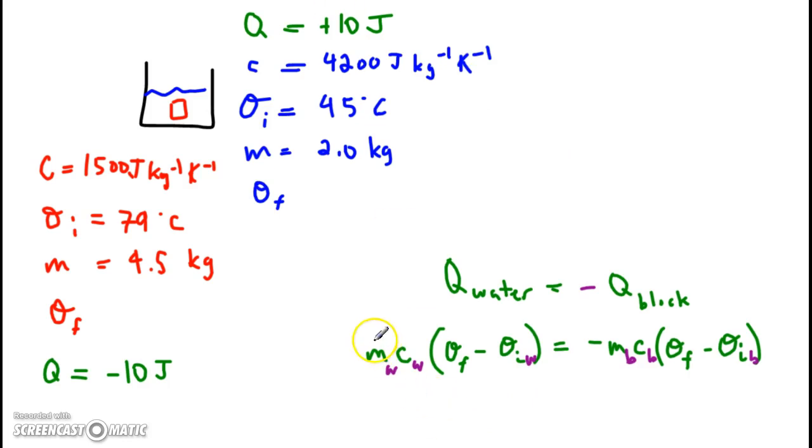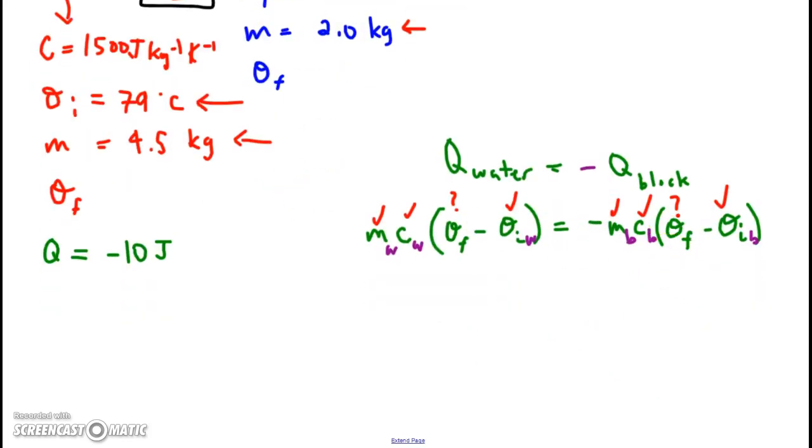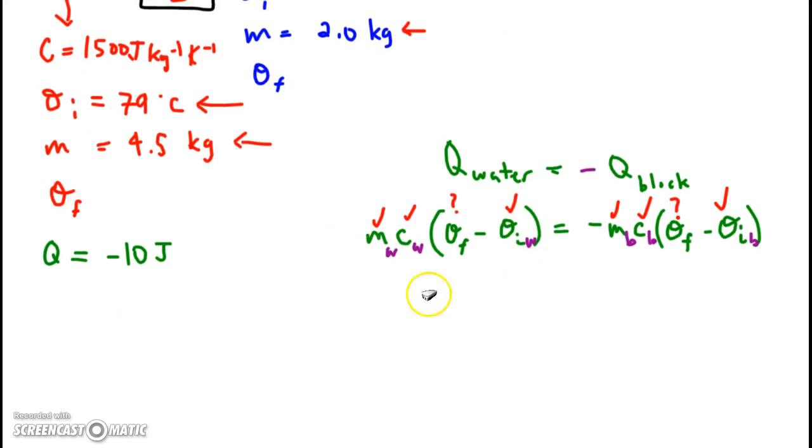Look at this. We have an equation. We know the mass of the water, it's 2. We know the specific heat of water, it's 4200. We don't know theta final, that's our unknown, but we know the initial temperature. The mass of the block, we know. The specific heat of the block, we know. And theta initial for the block, we know that as well. So we have one unknown, theta final, and one equation. We can solve this. I'm not going to solve it right now, but you will have some problems for homework where you get to practice solving these equations, and you will see the solution, which gives you the correct answers.